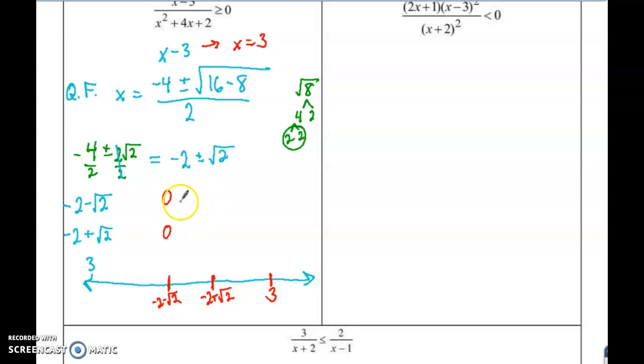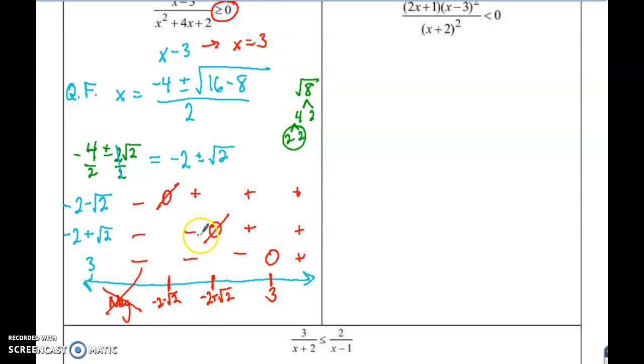If it's in the denominator, it's an undefined value. So -2 minus root 2 is undefined. -2 plus root 2 is undefined, but this one is okay. Negatives to the left. Notice that there's also no multiplicity here. Positives to the right. So 3 negatives is negative. We don't want negatives because if you go back to the directions, we only want positives. Negative times negative is positive. 1 negative is negative. We don't want that. And then 3 positive is positive.